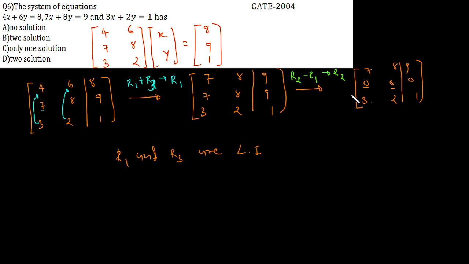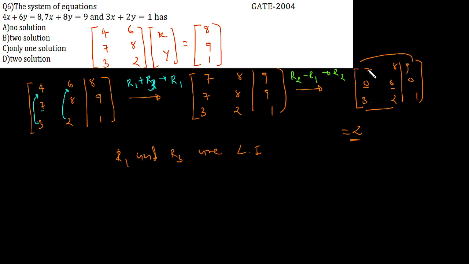So we got the rank of this matrix as 2 and the rank of this augmented matrix also as 2. So we can say the rank of this matrix and the augmented matrix, considering this last column, is exactly the same and it is equal to 2.